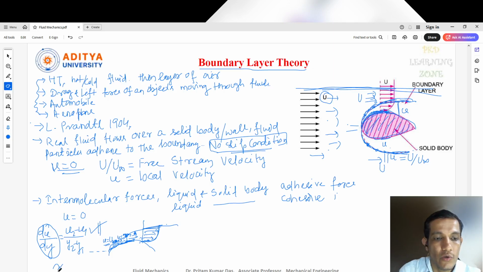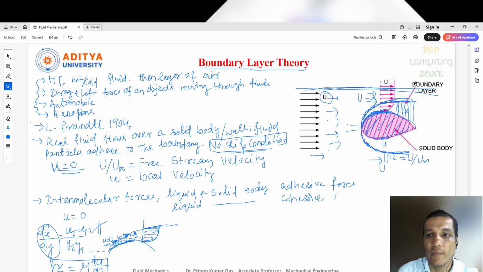So shear stress is equal to what? Tau. To find this shear stress, we know one formula: tau equal to mu into du by dy. This is as per Newton's law of viscosity. Tau is the shear stress, mu is the viscosity, and du by dy is the velocity gradient. So this shear stress will occur inside this boundary layer. Inside this boundary layer, we can find this. Above this boundary layer, we won't get anything.